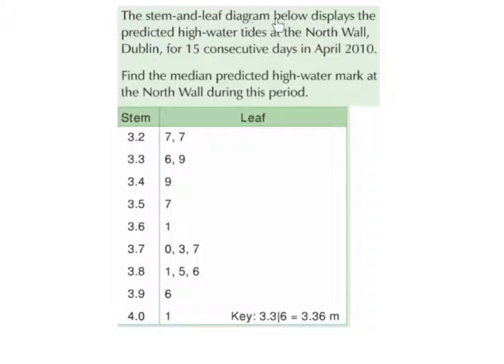The stem and leaf diagram below displays the predicted high water tides at the North Wall, Dublin, for 15 consecutive days in April 2010. Find the median predicted high water mark at the North Wall during this period. So when we see the word median, we want to think of middle.